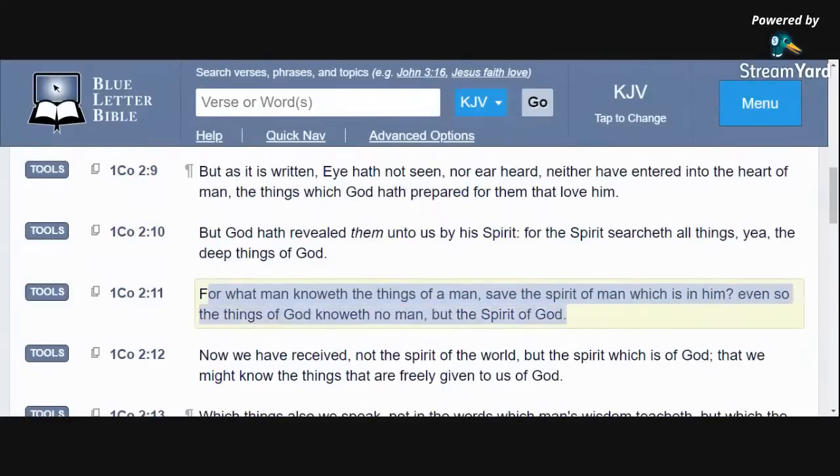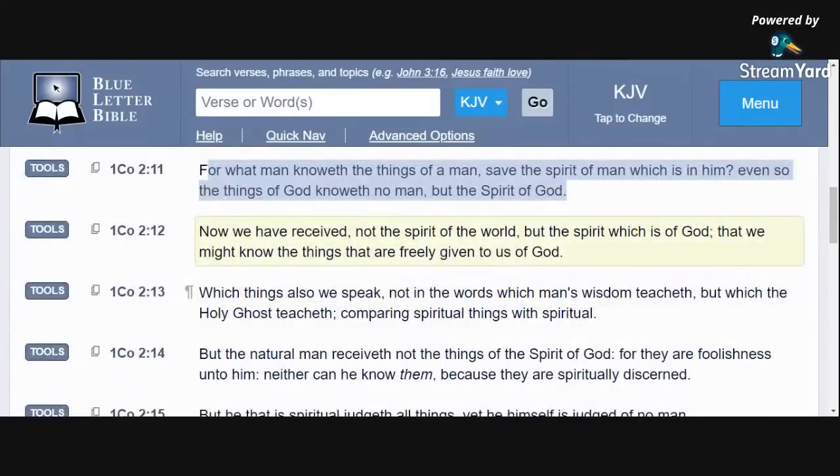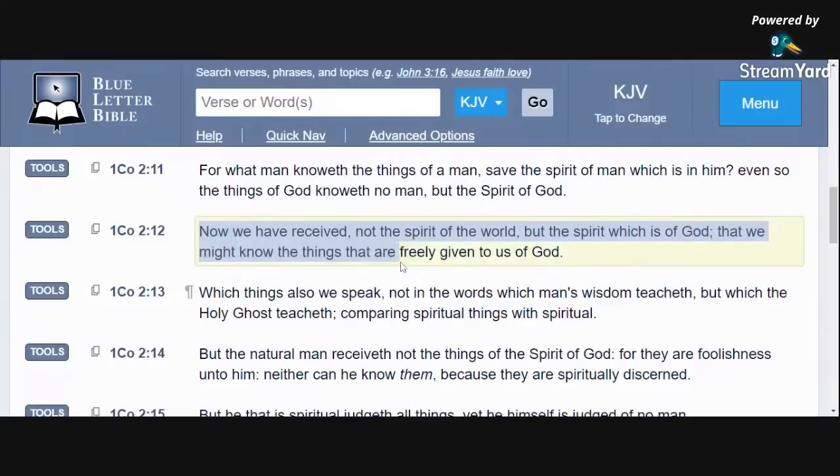Even so the things of the Most High knoweth no man, but the Spirit of the Most High. Now we have received not the spirit of the world, but the Spirit which is of the Most High, that we might know the things that are freely given to us of the Most High. And without his Spirit on you, you can't see it. You're blinded to it. You're blind to the facts, like Flavor Flav said.